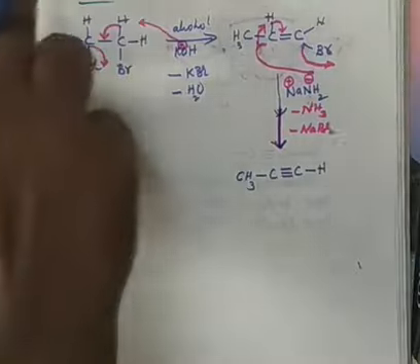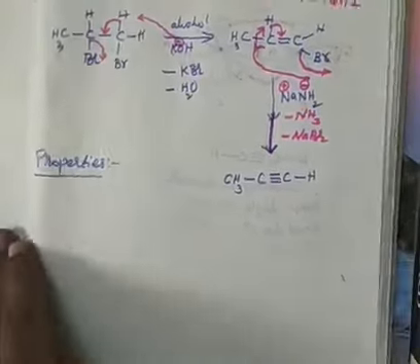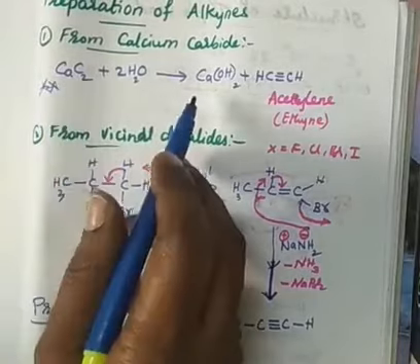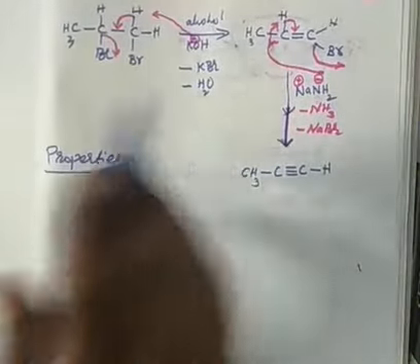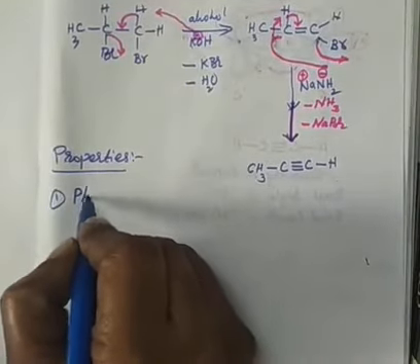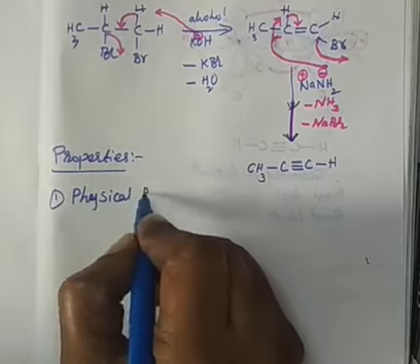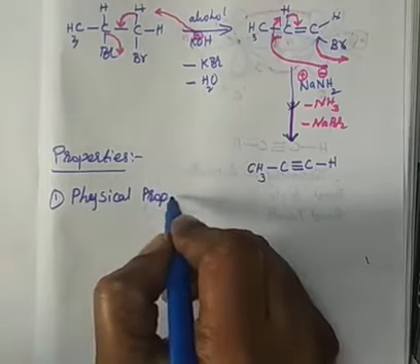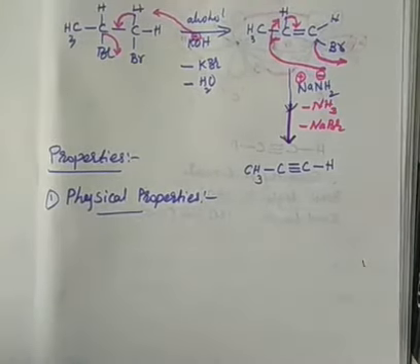Those are calcium carbide. This is a very important, very famous reaction. Then even these are also elimination products, we know that. Properties. Under properties, first are the physical properties. Physical properties means the chemical composition will not change, right? Just like boiling point, melting point and all.